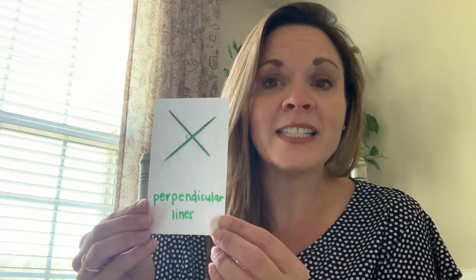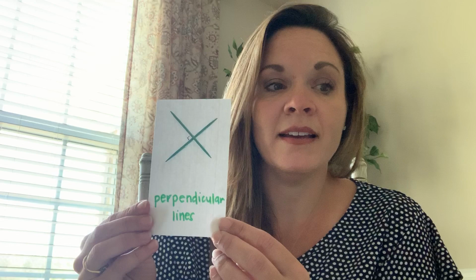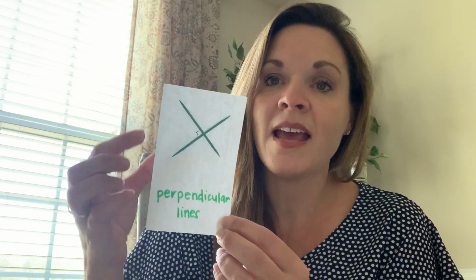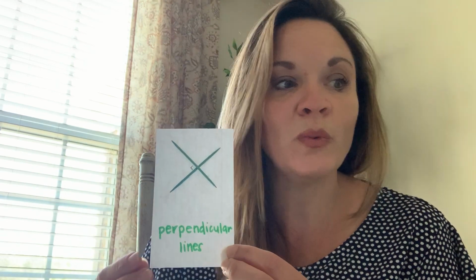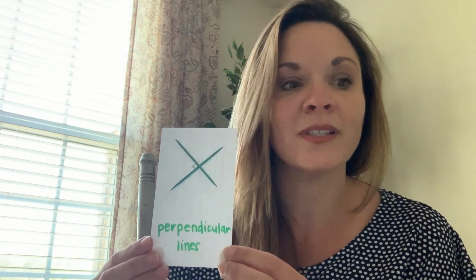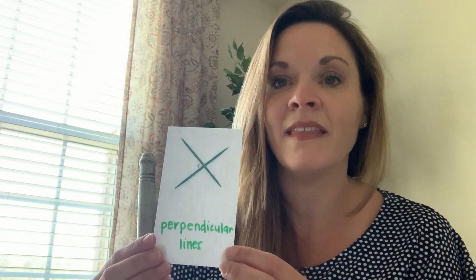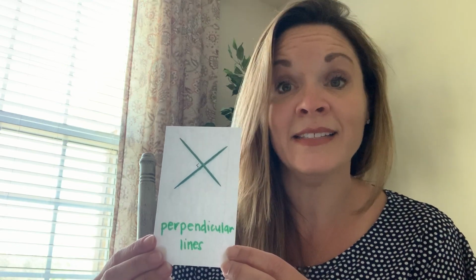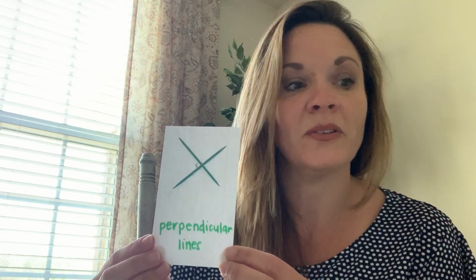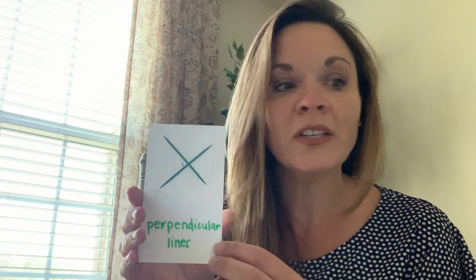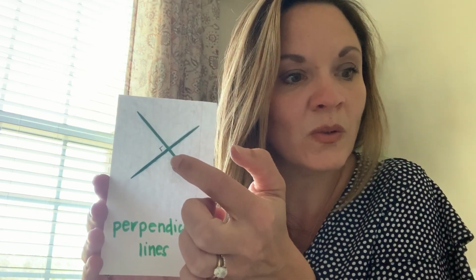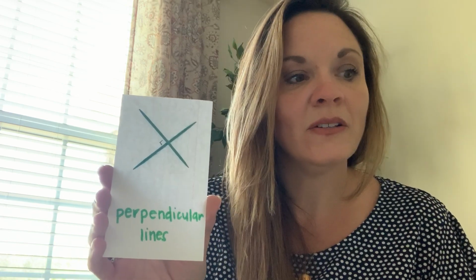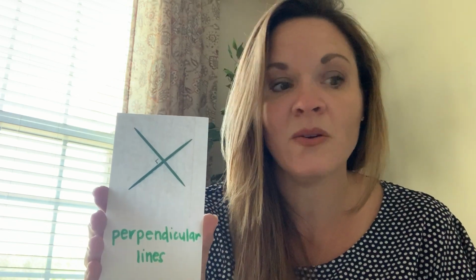Perpendicular lines are a special kind of intersecting lines because they intersect at right angles. I noticed that the window panes at my house form right angles. Therefore, this is an example of perpendicular lines. We can show that lines are perpendicular by placing a small square in the angle. This indicates a right or a 90-degree angle.